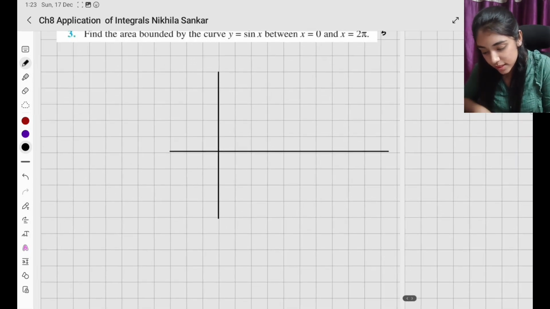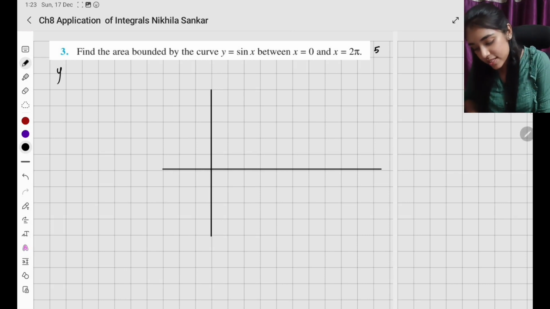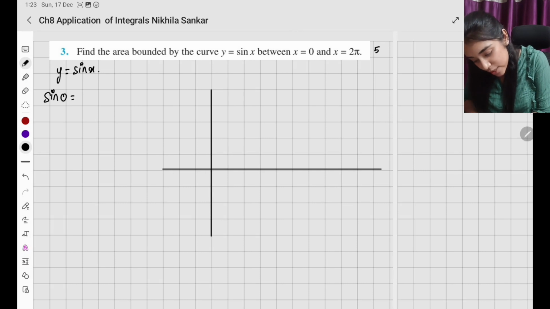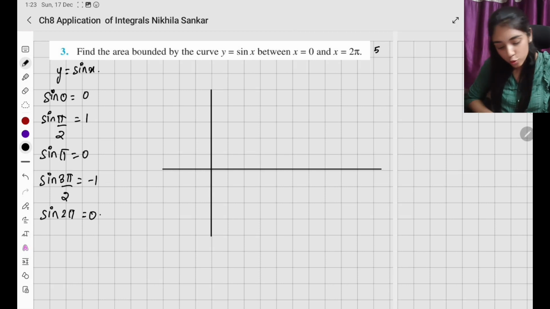Now, question number 3. This is just like the example sum we did. So find the area bound by the curve y equals sin x between x equal to 0 and x equal to 2 pi. So first, how is the graph of y equals sin x going to look? I have sin 0 is going to be 0. Similarly, sin pi by 2 is going to be 1. Sin pi is going to be 0 again. Then sin 3 pi by 2 is going to be minus 1 and sin 2 pi is going to be 0. Now, have we plotted 0 to 2 pi?